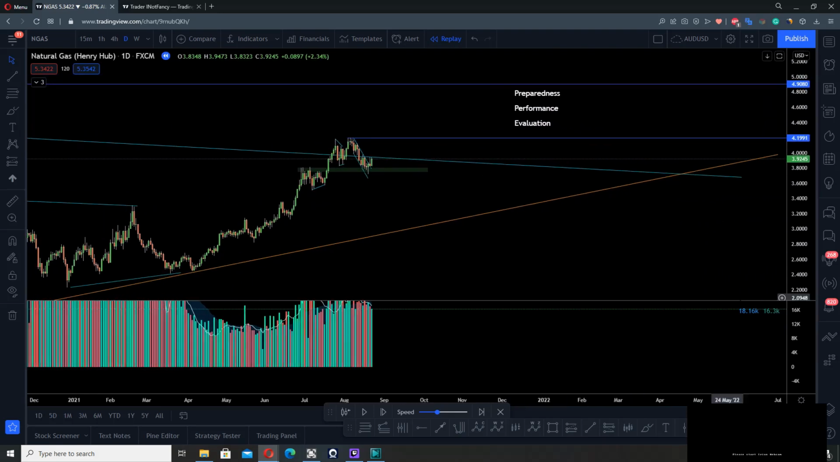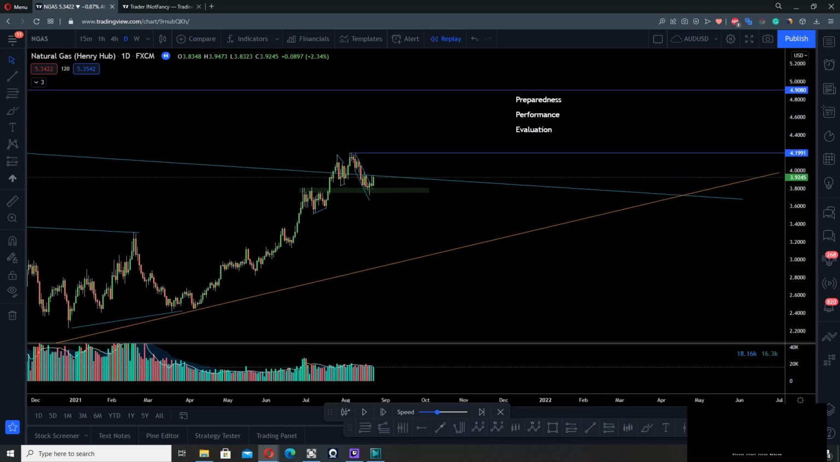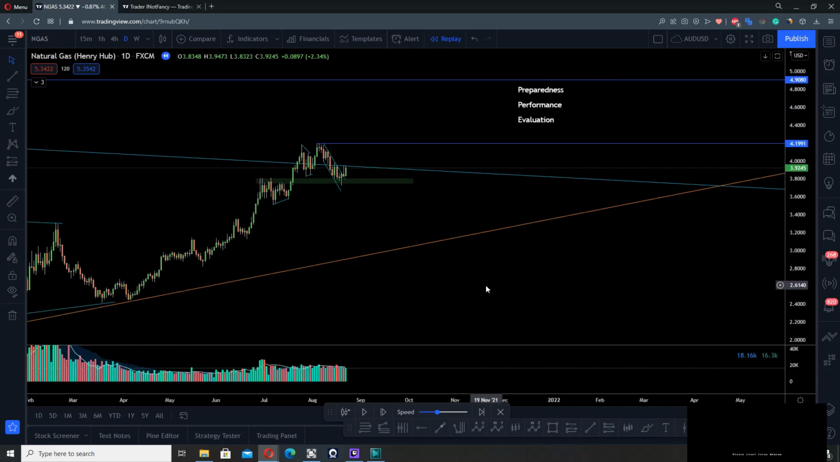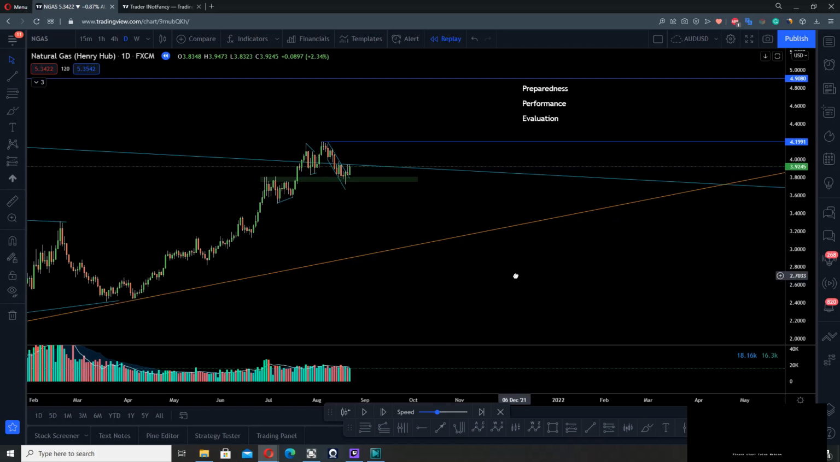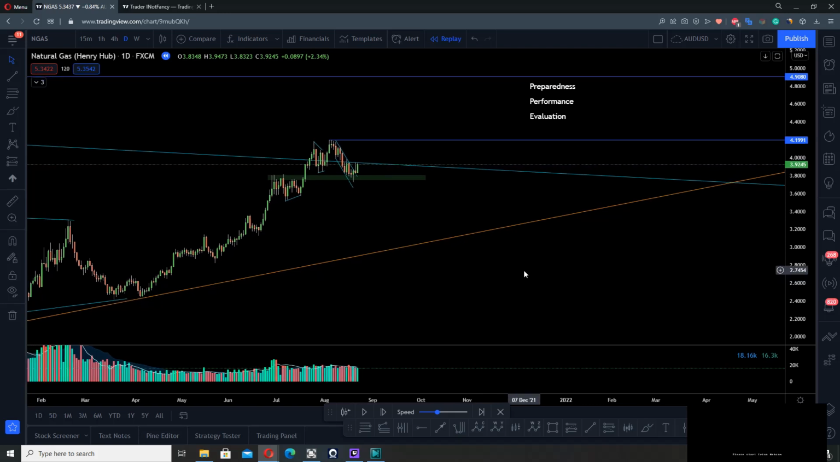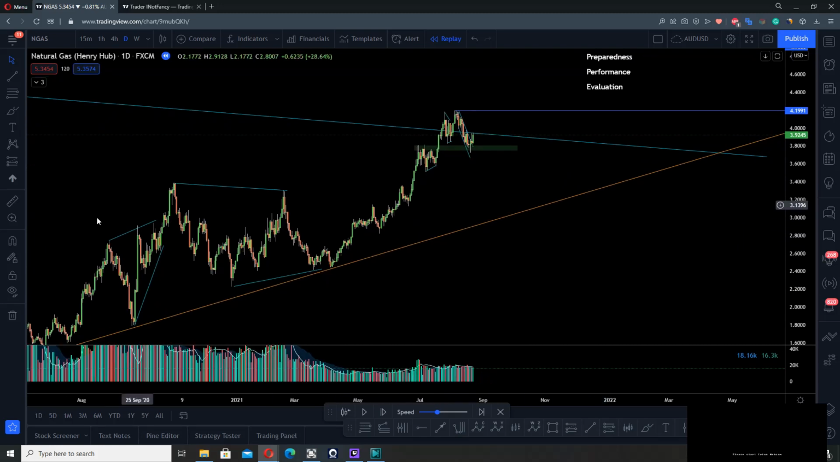I'm here in the first step of the process, my process at least, which is preparedness, where I first look at the higher time frame. I look at the higher time frame patterns, the trends, and how the structure is. Is it moving slowly? Is it moving in a trendy way? Is it moving in a corrective way? Etc. So this is where I start, the daily.